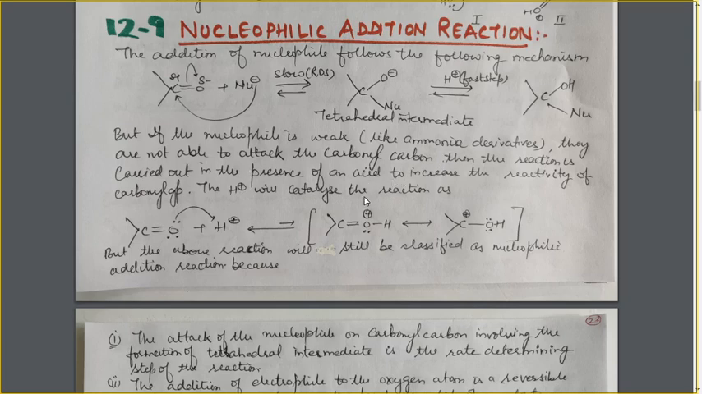So how will the reaction take place? In that case, we will increase the reactivity of this carbonyl group. So in case of those nucleophiles which are very less reactive, we make the reaction possible by increasing the reactivity of this carbonyl group. How? We increase the electron deficiency on this carbon atom by taking the acidic medium.